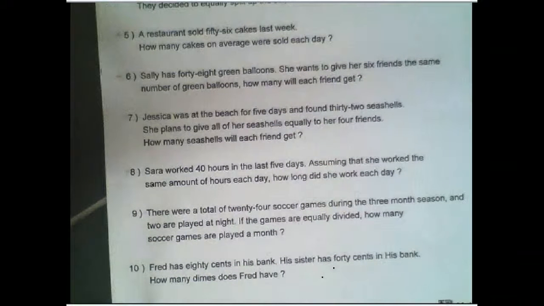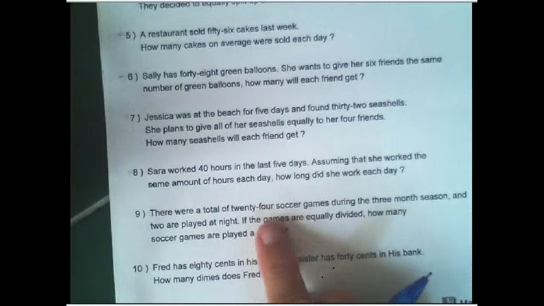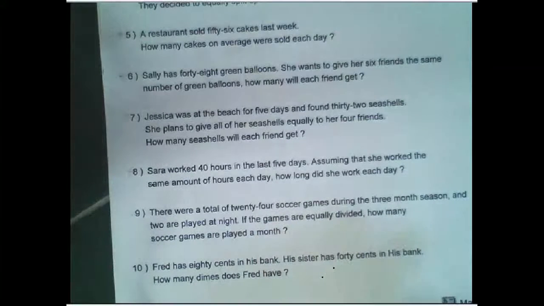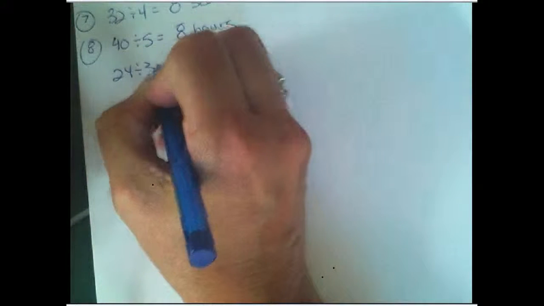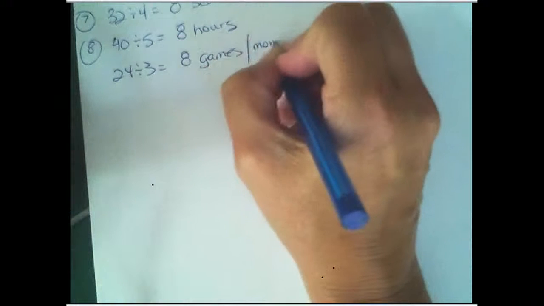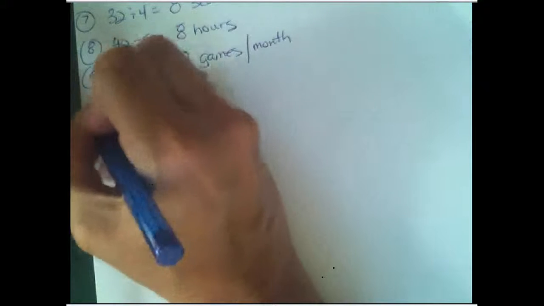Number 9. There were a total of 24 soccer games during the 3-month season, and 2 were played at night. If the games are equally divided, how many soccer games are played a month? We don't care if they're played at night or during the day. We just want to know how many soccer games there were. There were 24 in total. It was a 3-month period. We want to know how many a month. So we take our 24 divided by 3, and you guessed it, it was 8 games per month for number 9.